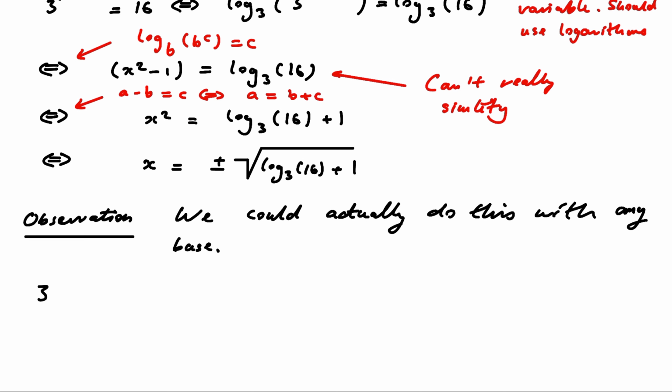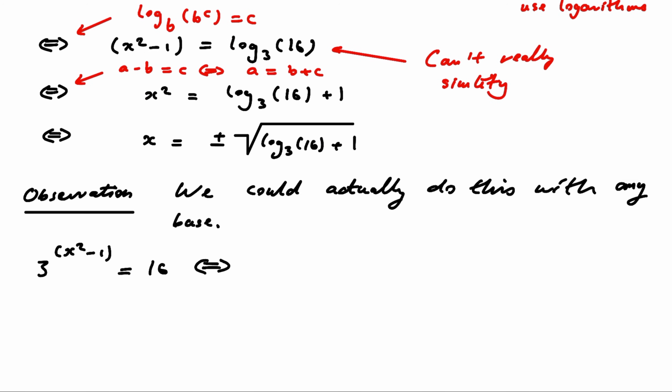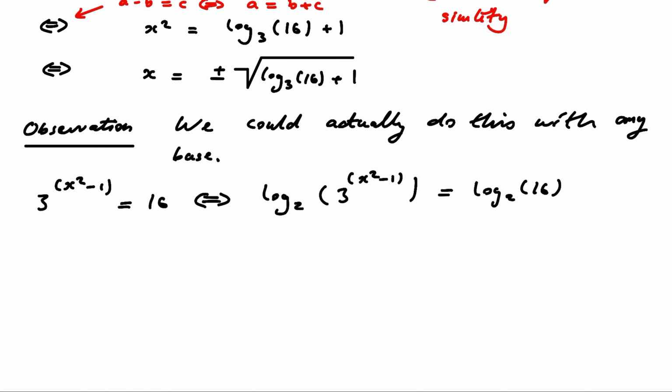So if I take 3 to the power x squared minus 1 is equal to 16, well, I could take any base. Why don't I do it with base 2? Might as well. Let's just see what happens. Log to the base 2 of 3 to the power x squared minus 1 is equal to log to the base 2 of 16. Now there is a reason base 2 isn't a bad plan. It's because 16 is the 4th power of 2. So that means it's going to be fairly straightforward on the right hand side. The left hand side is a bit problematic though.